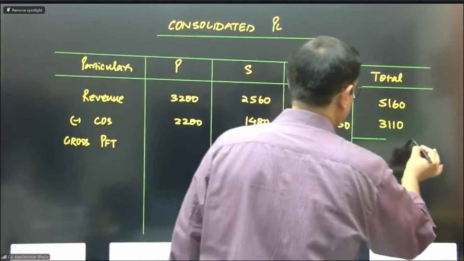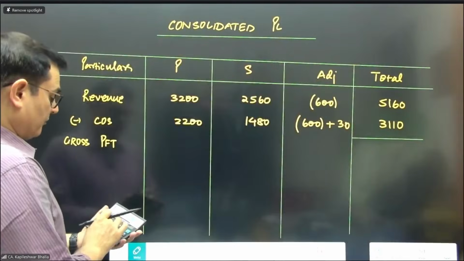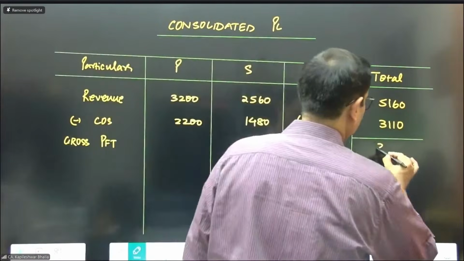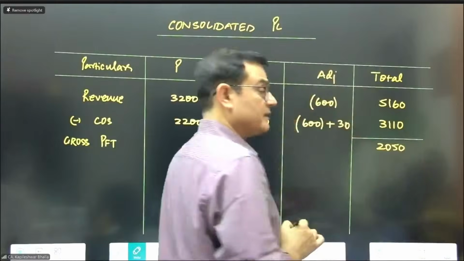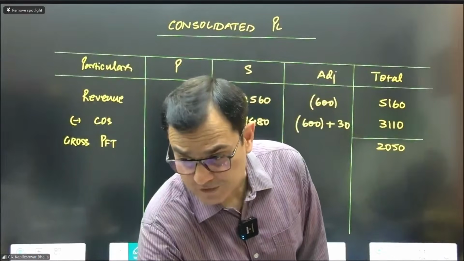So I'm just taking the column, that's the total one. From the revenue, we reduce the cost of sales. It works out at 2050. As simple as that. But I think there is one more piece of information pertaining to the cost of sales before we miss out.